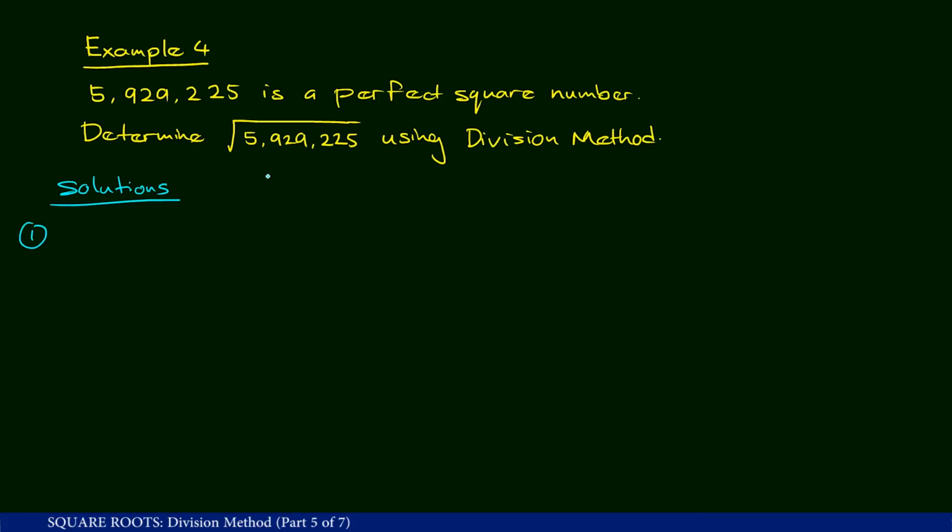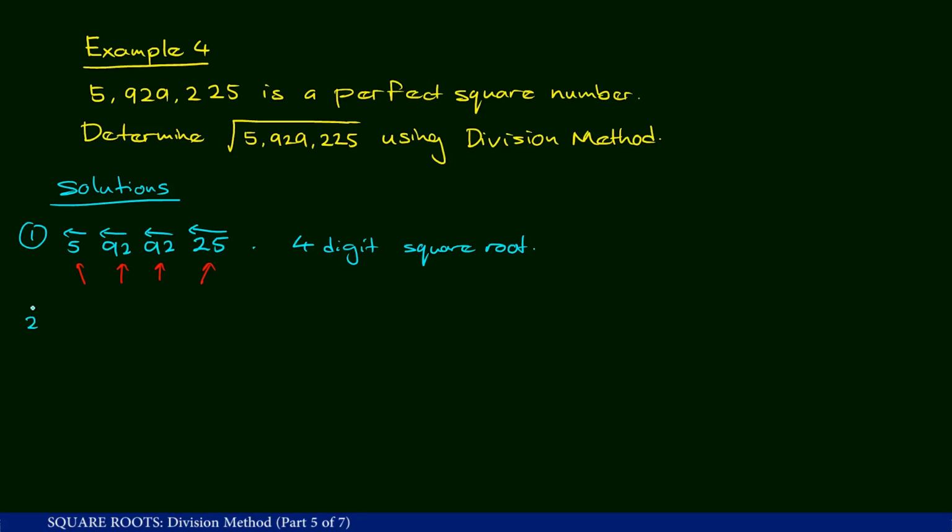The first thing is to divide the number into pairs. So that means starting from the right. So that means it's 25, and then 92, and then another 92, and then a lone pair, which is 5 here. So the square root of this number contains how many digits? Can you guess? Of course, it's going to be 4 digits. Remember, the number of pairs is 4. So that means the square root has 4 digits.